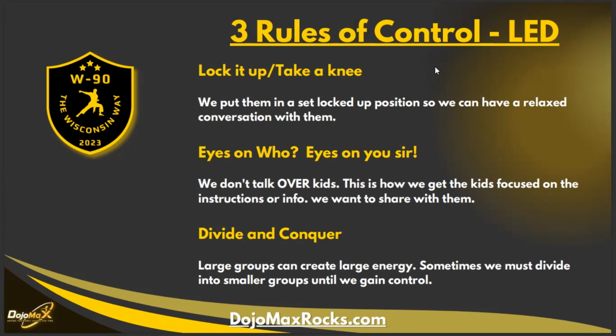So the first rule is the 3 rules of control. We call it LED. Lock it up, take a knee. This is a way we control a complete class. At any given time, if we shout out, lock it up, the kids will sit down, cross their legs, crisscross applesauce, put their hands on their knees, and they're looking at us. They're on it. We may say, instead of saying lock it up, we may say take a knee. They'll drop down to one knee, they'll put both hands on top of the other knee, and they're off to the races.